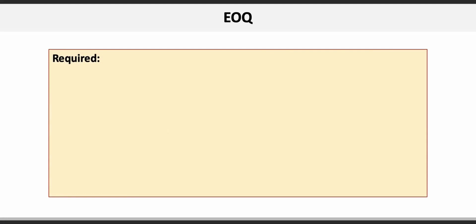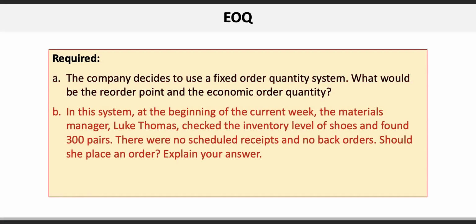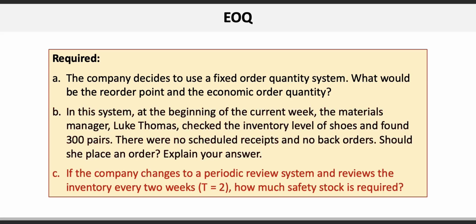In requirement A, assuming the company decides to use a fixed order quantity system, or FQS, what will be the reorder point and the economic order quantity? For requirement B, in this system, at the beginning of the current week, the materials manager, Luke, checked the inventory level and found 300 pairs. There were no scheduled receipts or back orders, and should he place an order? Requirement C assumes a change to a periodic review system, where inventory is reviewed every 2 weeks, and asks us to determine how much safety stock is required.